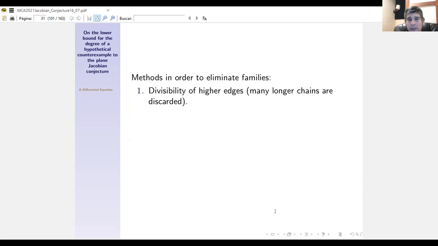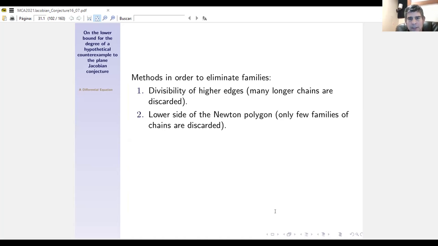So I will say, now we have developed some methods in order to eliminate some of these families. One of the methods that we had already in 2014 was the divisibility of higher edges. This is a very technical thing, but it enables us to discard some of the families. It looks as if one doesn't discard many families, but in fact it discards most of the longer chains. For the short chains, this criterion is not very useful, but for longer chains, it is very useful. It discards many possible counterexamples. And another method that we developed is to look at the lower side of the Newton polygon. This is not as useful, but it eliminates some of the families that we had for the possible counterexamples.